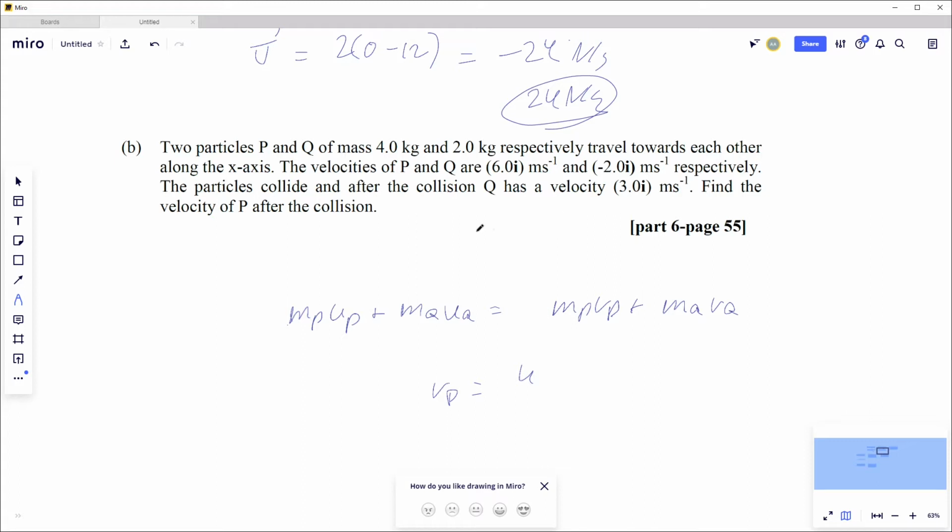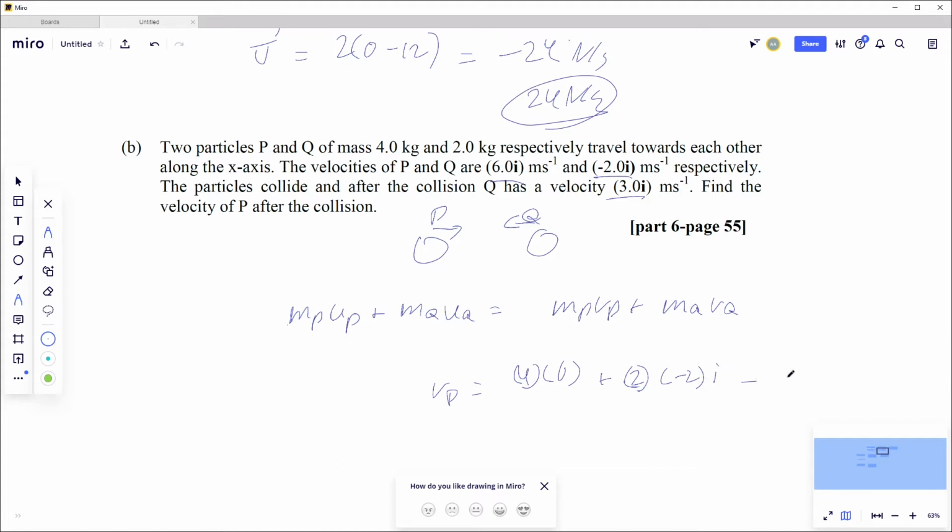We have to keep in mind directions. They travel towards each other. So assume this is P, assume this is Q. You can draw them if you want. We're given velocities with actual directions, you see the negative here? So we don't have to worry about anything, just blindly multiply. So 4 times UP, which is 6, plus 2 times minus 2. And we're talking I, so I'm going to write I here.